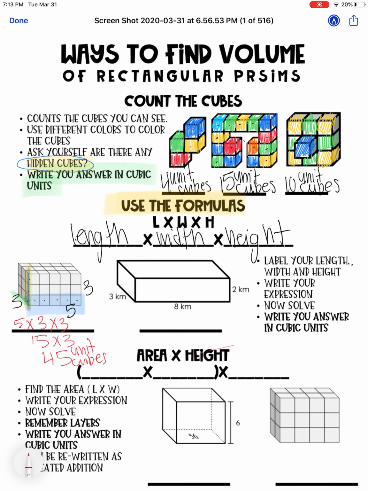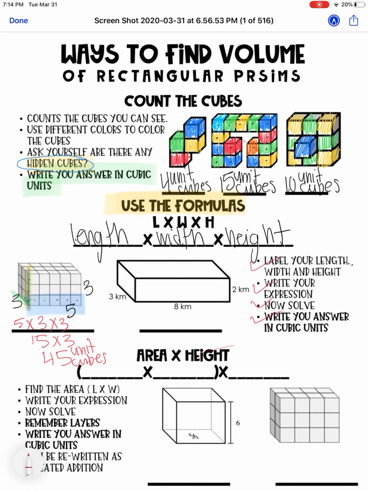Okay, so did we follow the steps? Yes, we labeled our work, we wrote our expression, we solved, and we wrote it in cubic units. So please make sure we follow the steps. Now, this rectangular prism is measured in kilometers.